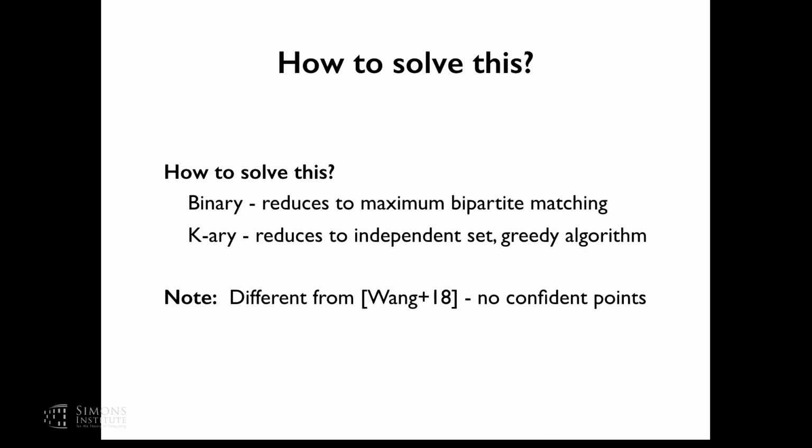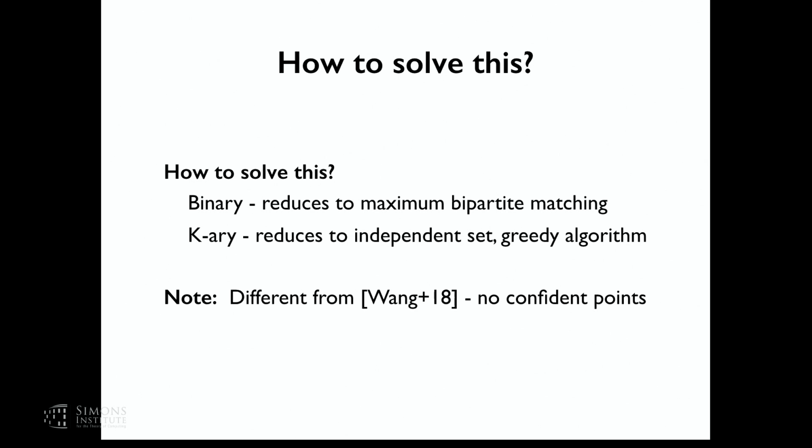Now the question is how to find those training samples. In the binary case, this will reduce to some sort of matching problem. In the k-class case, it's not matching anymore. It's some sort of graph independent set, but you can still have a greedy algorithm. The thing to notice is that this is actually different from what we talked about earlier in Wang et al., which is our ICML paper.